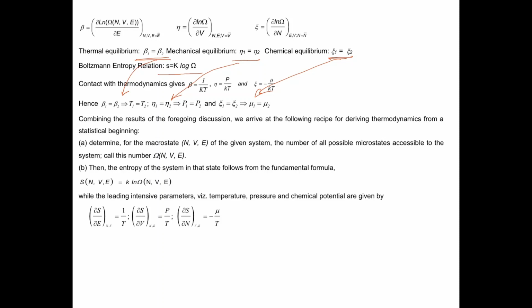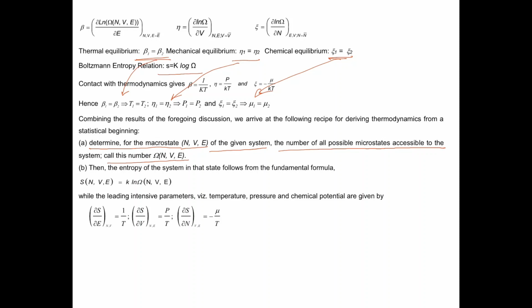First step will be to determine, for the macro state defined by N, V and E of the given system, the number of all possible microstates accessible to the system, and let's call this omega, which is a function of N, V and E.